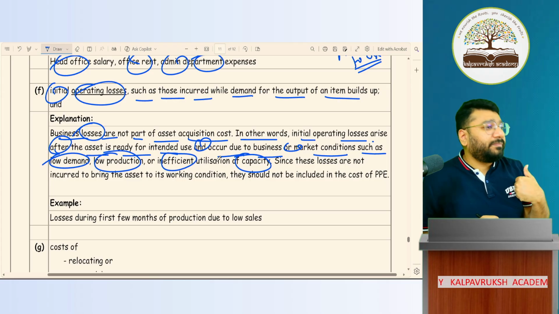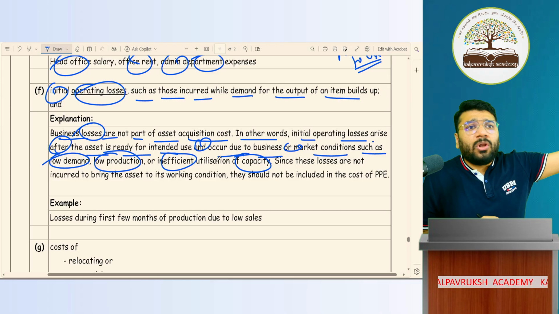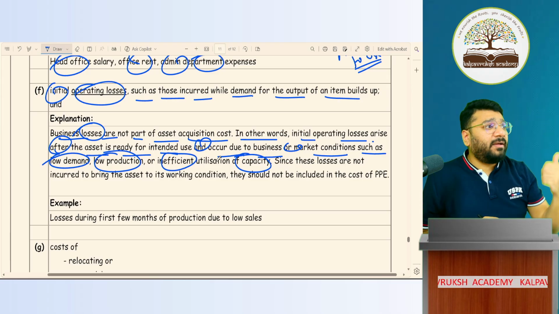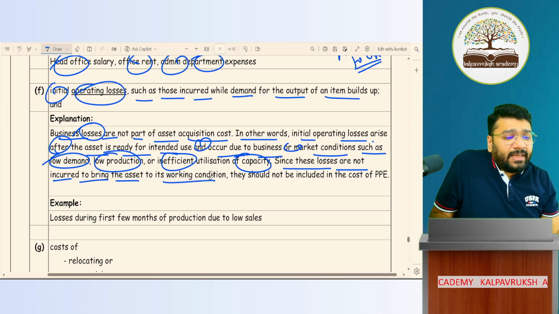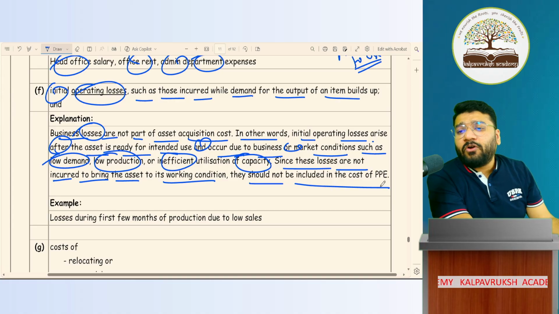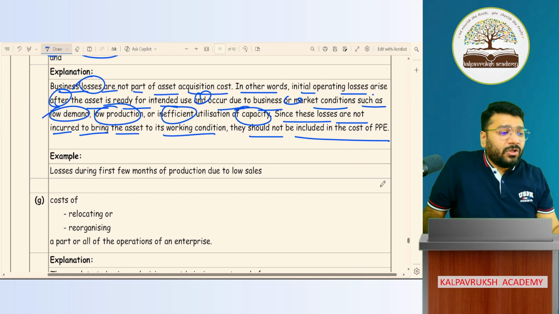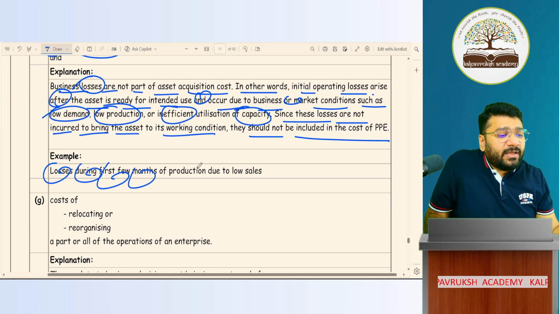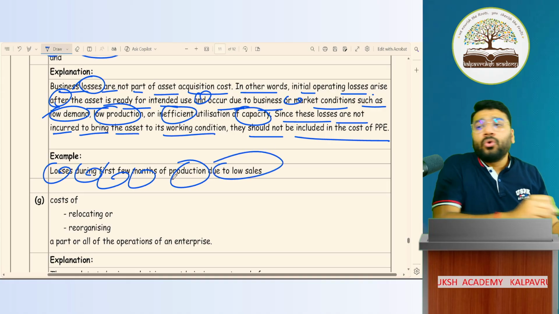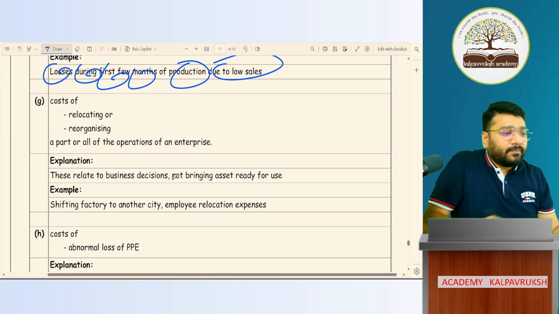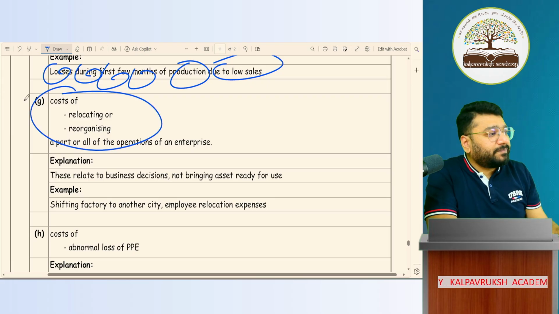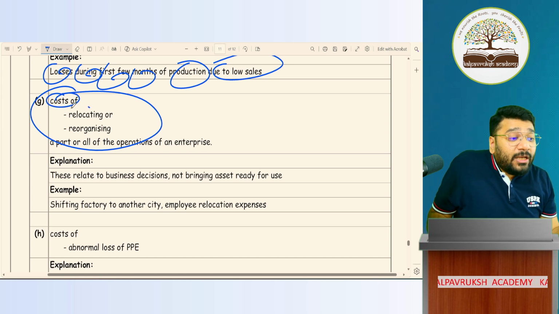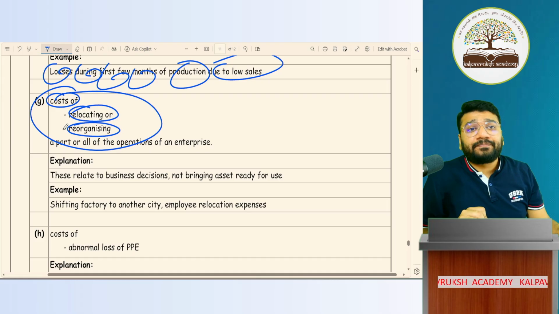All the fault is on my side. So business is into loss, and for that you will capitalize? Not possible. Since these losses are not incurred to bring the asset to its working condition, they should not be included in the cost of PPE. Got it? Not got it? So, losses during the first few months or years of production due to low sales. Very important, multiple times questions have come from this part in the ICA examination. Cost of relocating or reorganizing.